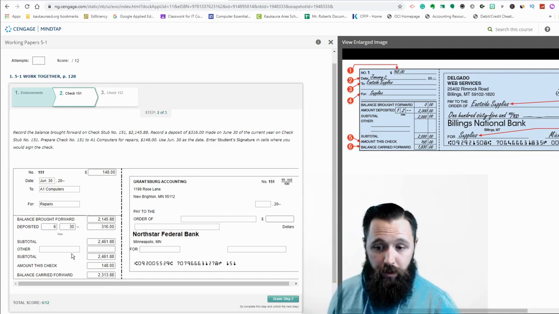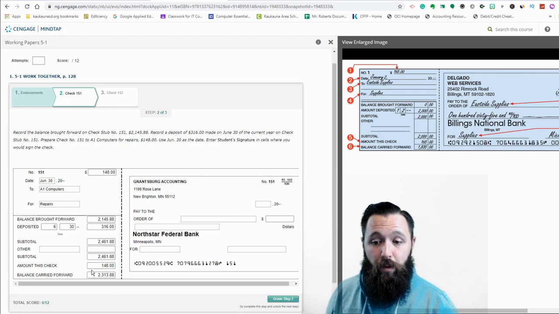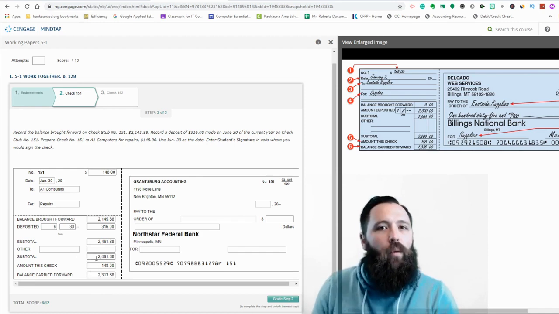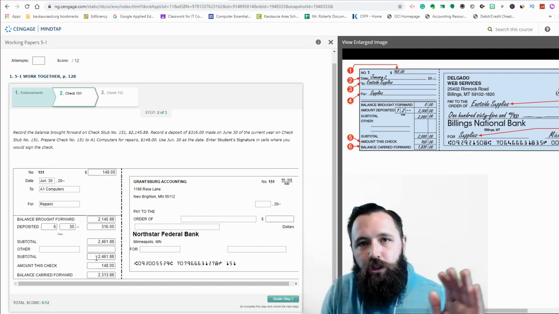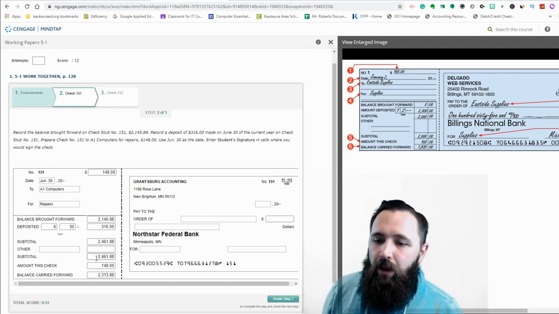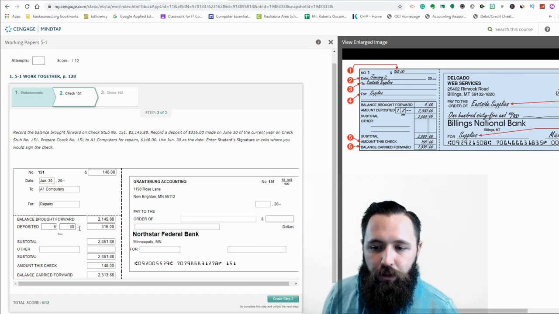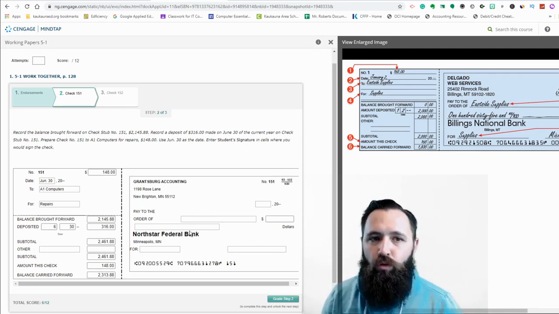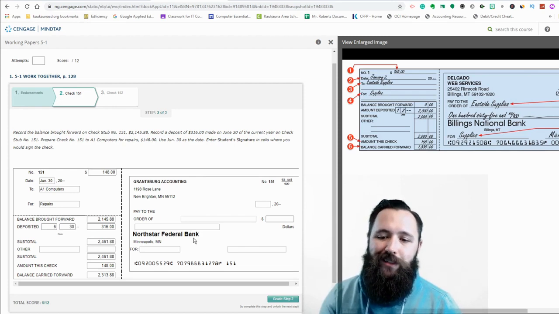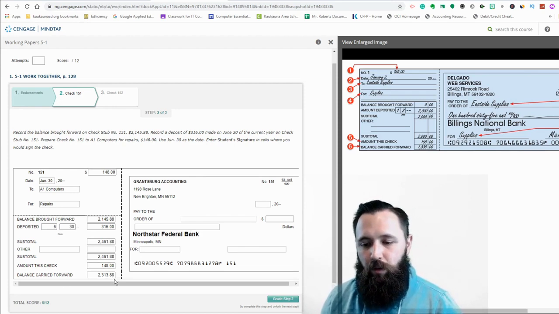Okay, so do you see where we got that from? We had the subtotal minus the amount of this check. Now, why would it be minus and not plus? Because we as a company are writing a check to somebody else, right? Like, here's our deposit. Here's where we actually received money, that $316. But the check that we're about to write, we're writing it to somebody else. We're giving the bank permission to take that money out. So here is where we're recording that.